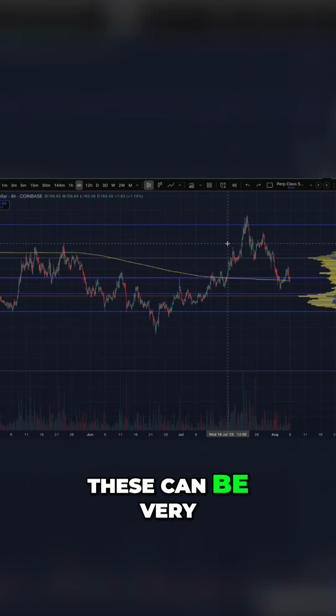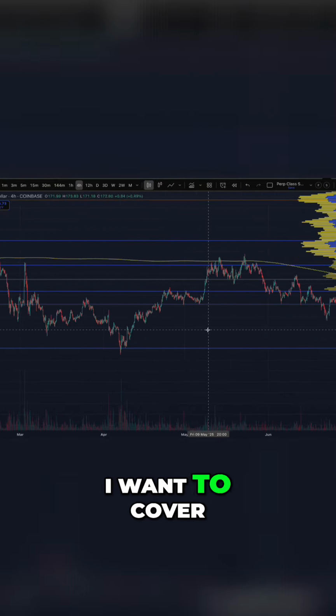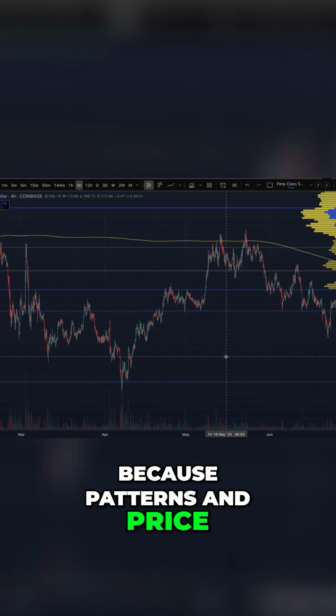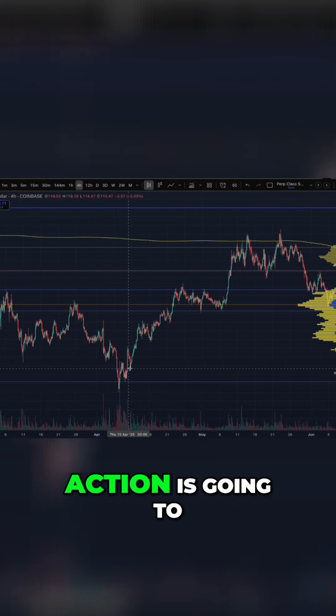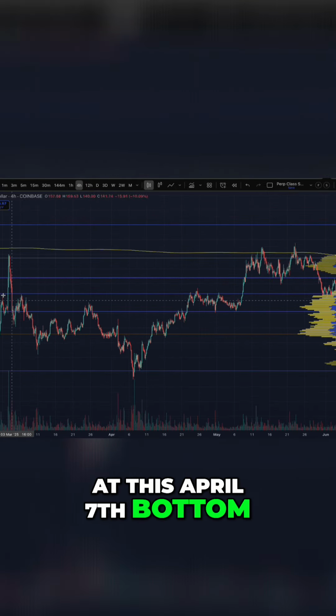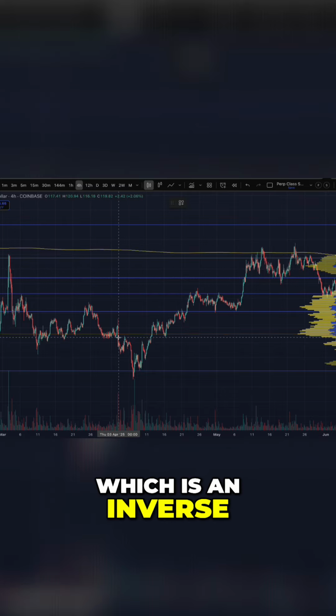So these can be very powerful tools to apply in your trading. All right, so the last thing I want to cover is just a few patterns and price targets, because patterns and price targets really help us shape up our thesis of what the price action is going to do in the near term. And if we look at this April 7th bottom, we have one of the most common topping or bottoming patterns, which is an inverse head and shoulders.